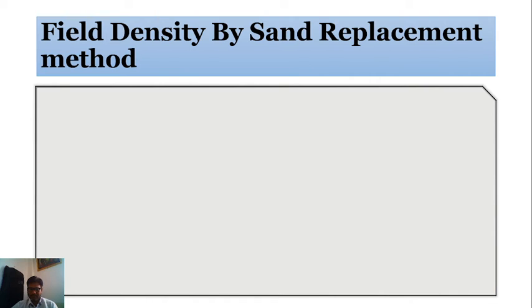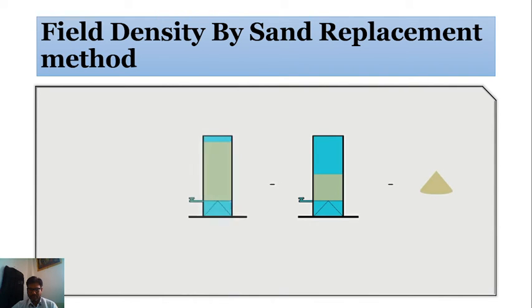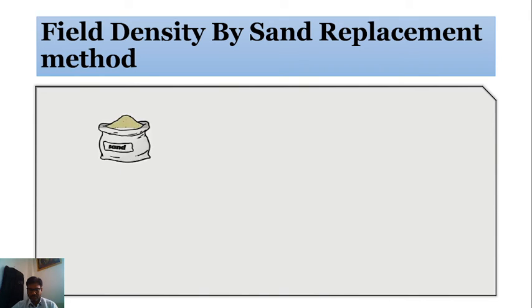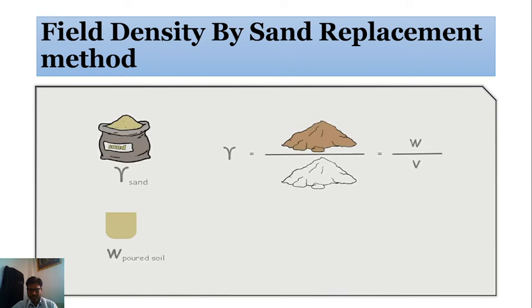Now, if we subtract the weight of the cylinder with the remaining sand and the weight of the conical heap of sand from the weight of the cylinder which is full of sand, we can determine the amount of sand that is used to fill the hole, which we call the weight of poured sand. Now here we know the bulk unit weight of the sand and the weight of the sand which was used to fill the hole. Using the bulk unit weight formula, we can determine the volume of the hole as the weight of sand used to fill the hole divided by the unit weight of that sand.